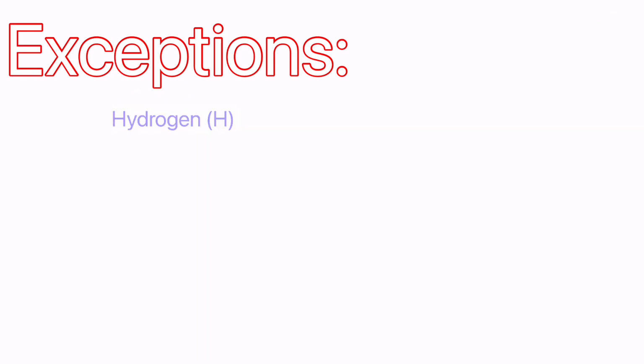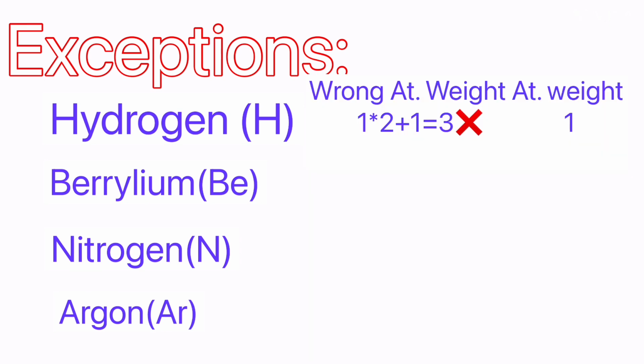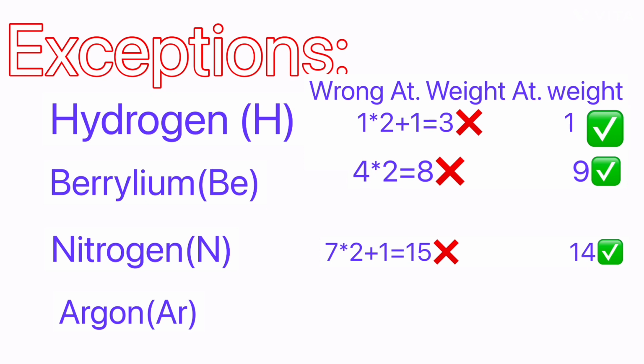But remember, there are exceptions as well. Hydrogen, beryllium, nitrogen, argon do not follow this even or odd trick. Here hydrogen was supposed to have 3 atomic weight but it has 1 atomic weight. Beryllium was supposed to have 8 but it has 9. Nitrogen was supposed to have 15 but it has 14. Argon was supposed to have 36 but the actual atomic weight of argon is 40.